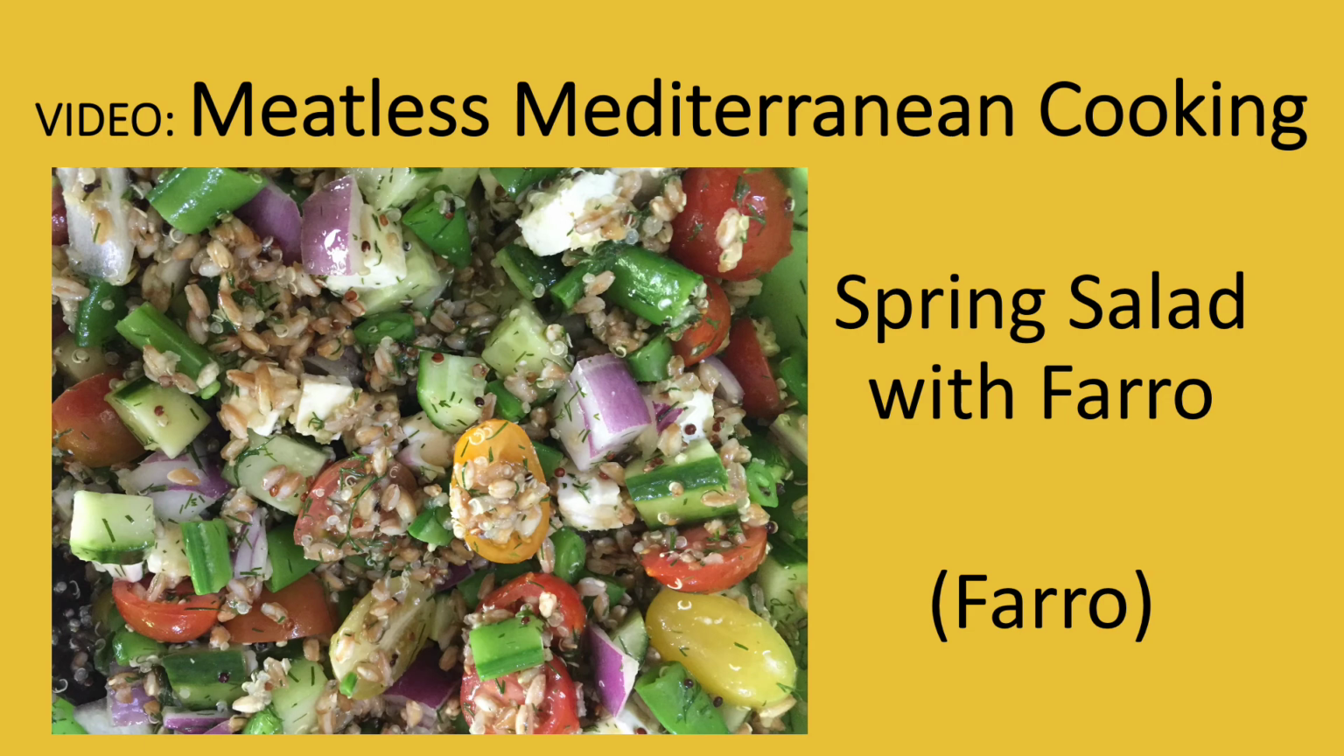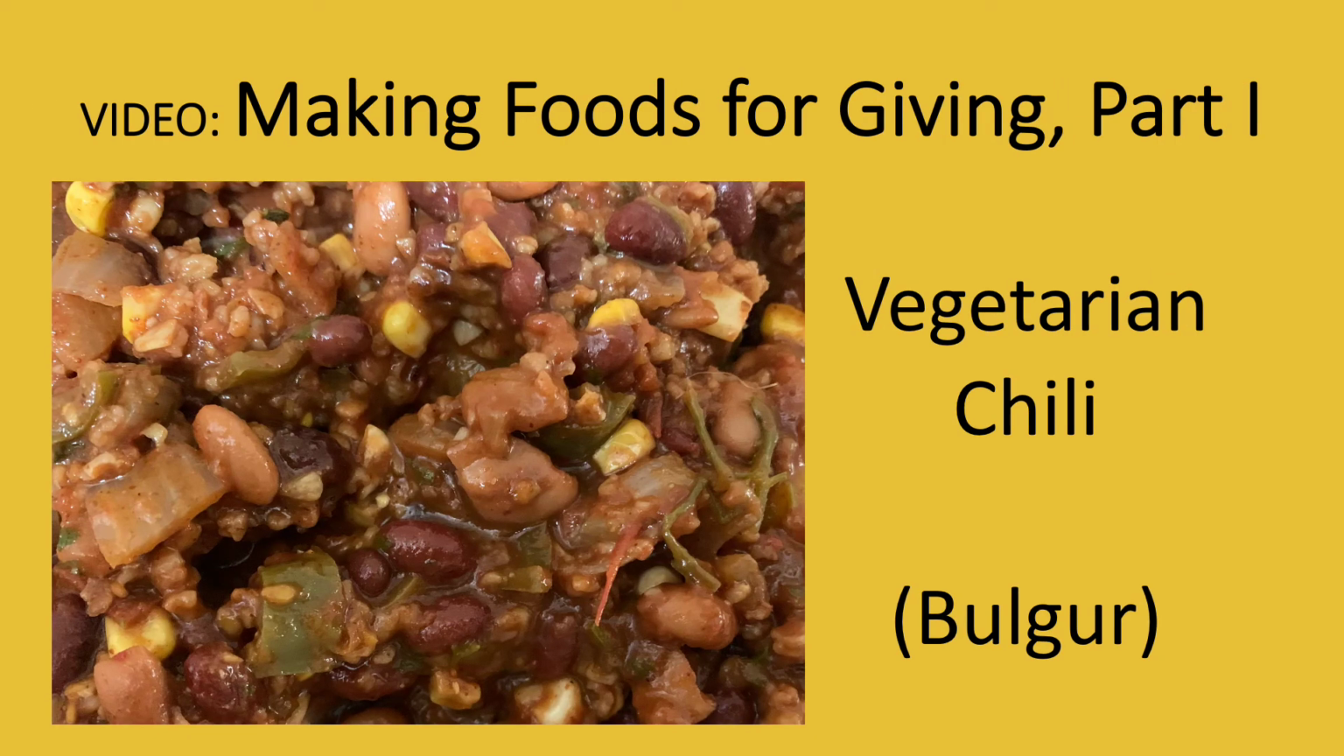There are many other delicious grains and recipes. Some of my other videos feature recipes you might like to use. My Meatless Mediterranean cooking video includes a spring salad made with farro, a very delicious whole grain. My Making Foods for Giving Part 1 video includes a recipe for the vegetarian chili I mentioned earlier that uses bulgur in place of ground meat. It has a texture surprisingly similar to meat and is very nutritious.